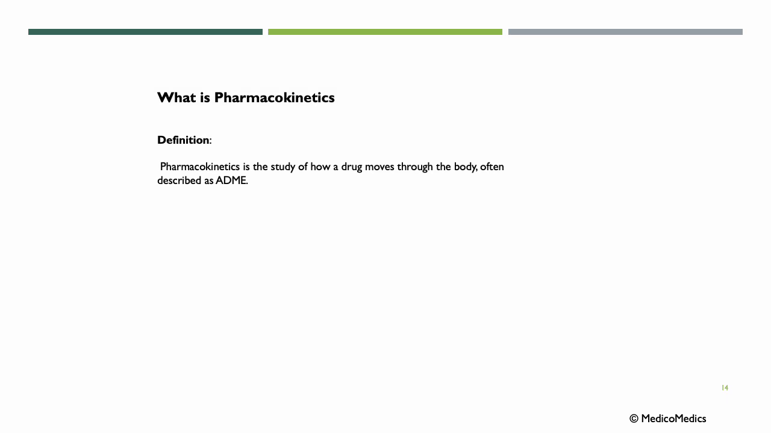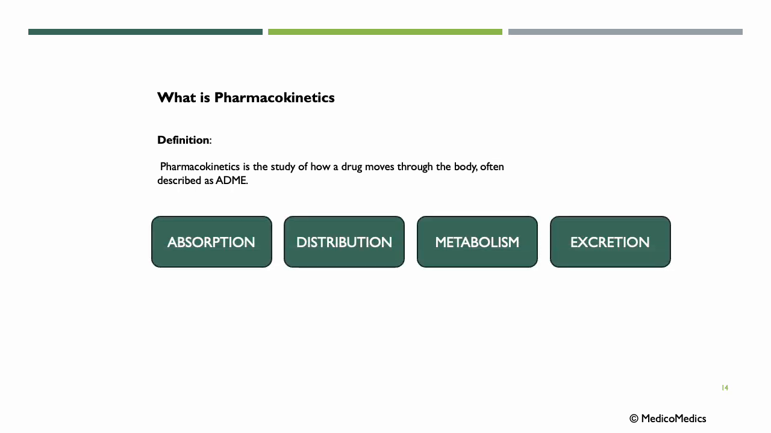So pharmacokinetics is the study of how a drug moves through the body, often described as ADME. And the diagram here summarizes the 4 key phases of pharmacokinetics, known as ADME. So we have absorption, distribution, metabolism, and excretion. Together, these processes describe how a drug moves through the body from the moment it enters to the point it's eliminated. And understanding ADME is essential for predicting drug onset, intensity, duration, and safety in clinical use.